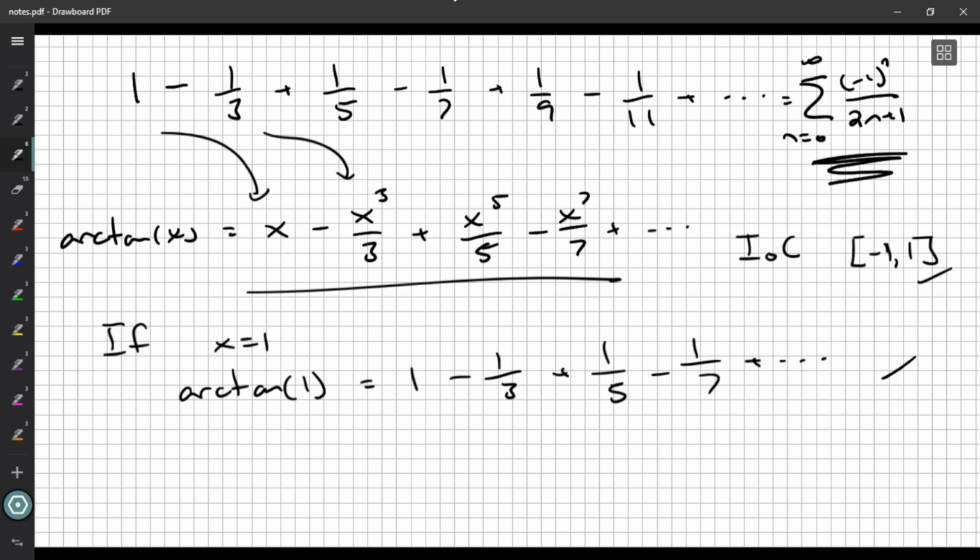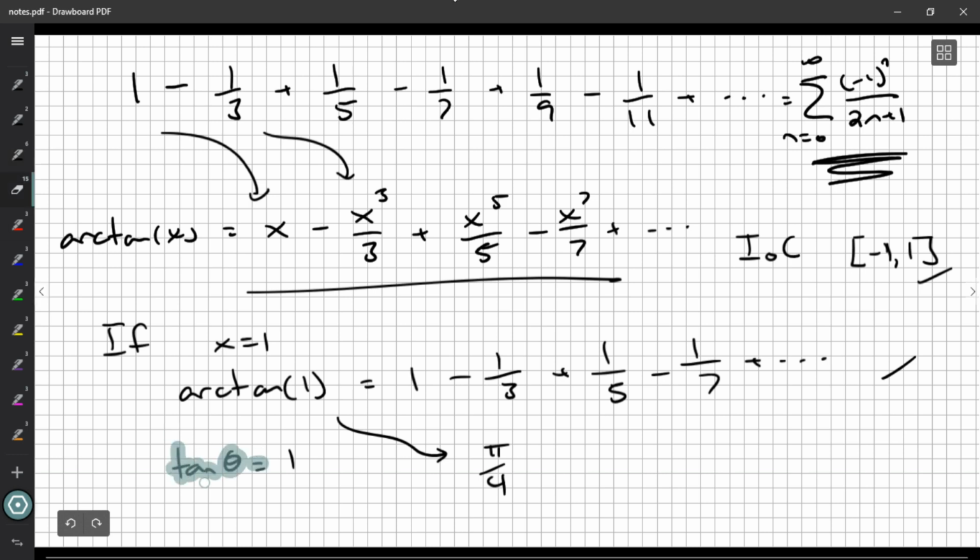Except we can do better than that. Okay, we're familiar with tangent. What angle gives me a tangent value of 1? This is a well-known angle. Okay. It's pi by 4. Okay, so the answer here is pi by 4.